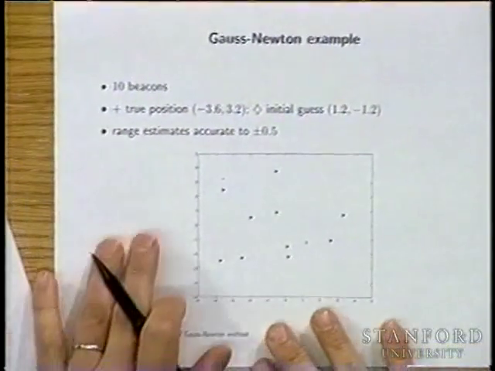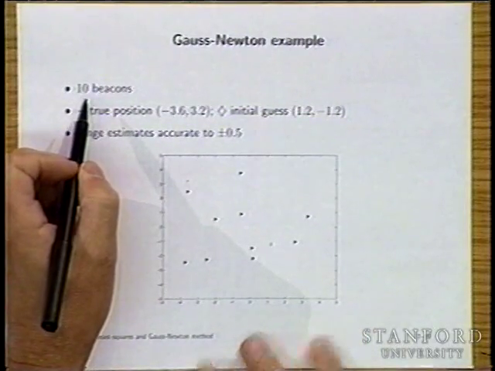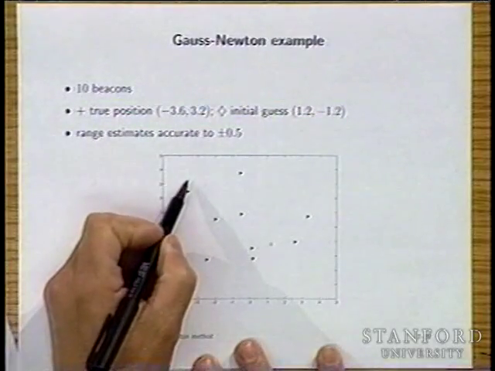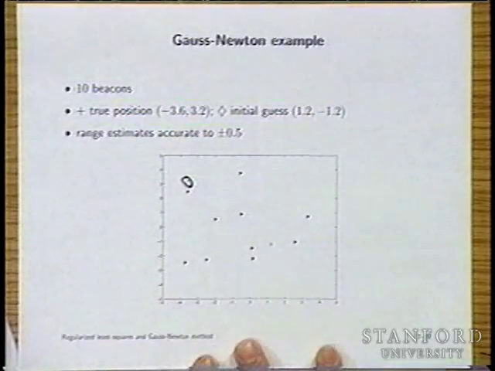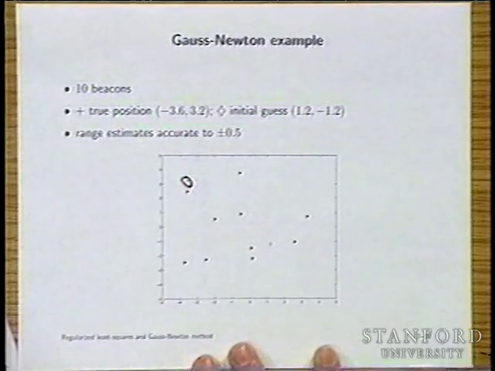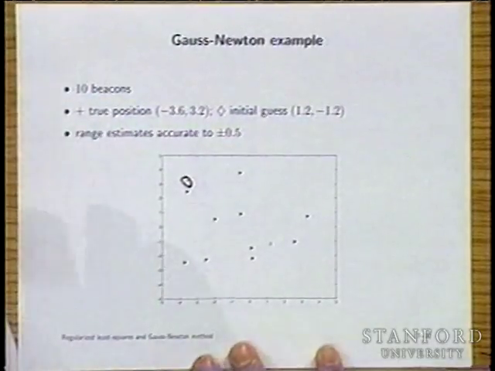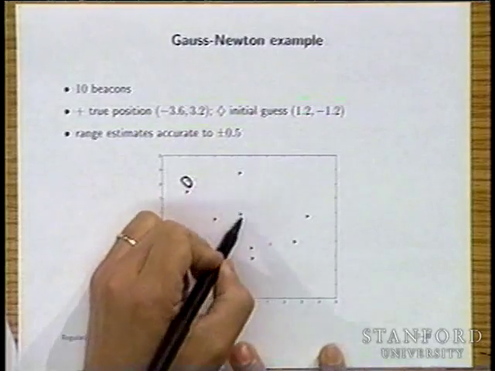So here's an example. We have 10 beacons. No linearization here, at least not in the main problem. The true position is this point right here, and that's where we started off. Let me tell you what the measurements are. I have 10 measurements, not at each step. What I know is the distance of a point to each of these beacons.